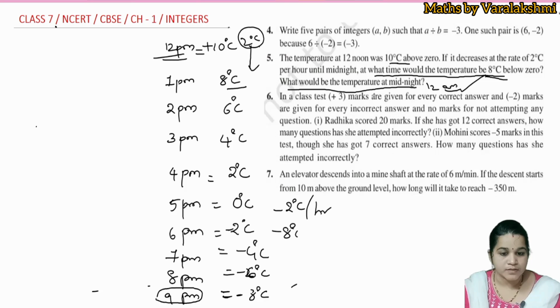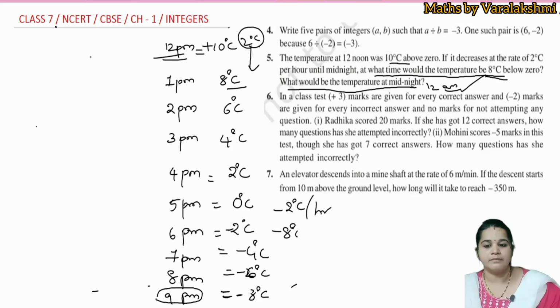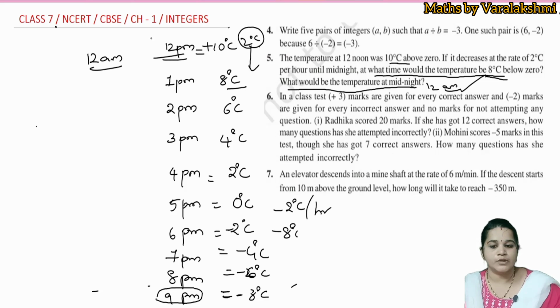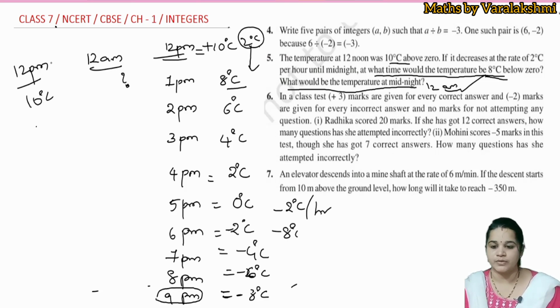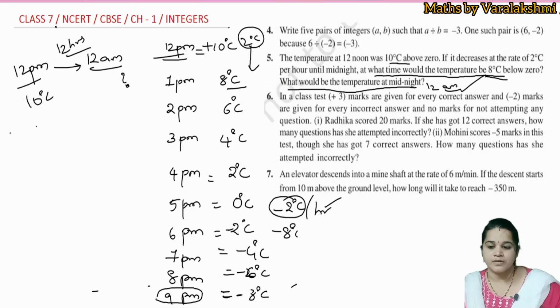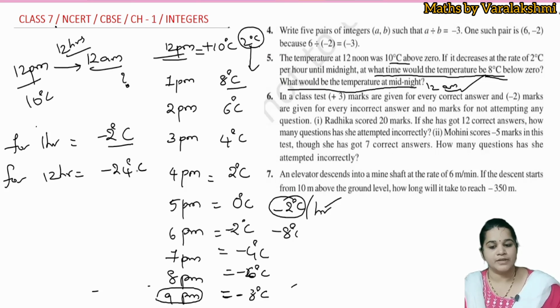Now the second part of the question is, what would be the temperature at midnight? At midnight means it is 12 a.m. At 12 p.m. the temperature is 10 degrees centigrade. Now we need to find what will be the temperature at 12 a.m. From 12 p.m. to 12 a.m. we have 12 hours of time, but the temperature is reducing 2 degrees centigrade per 1 hour. For 1 hour the temperature is decreasing by minus 2 degrees centigrade. Then for 12 hours it will decrease to minus 24 degrees centigrade.